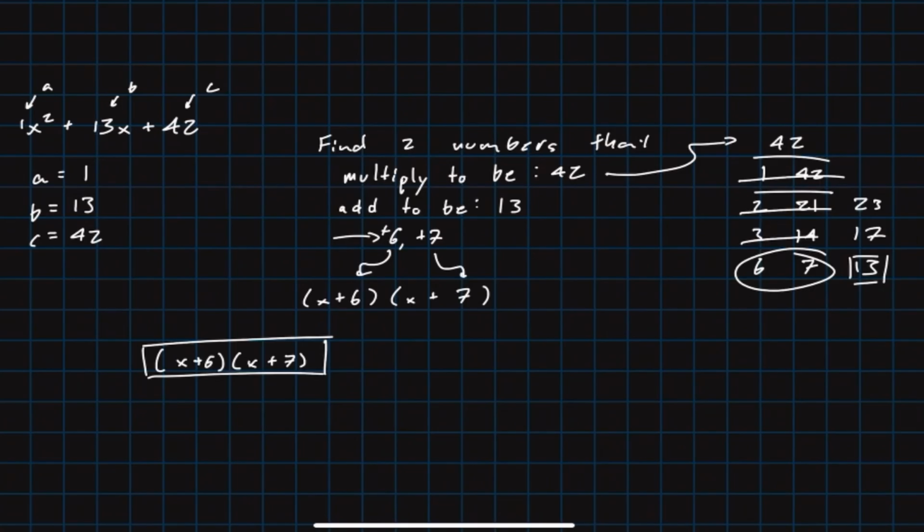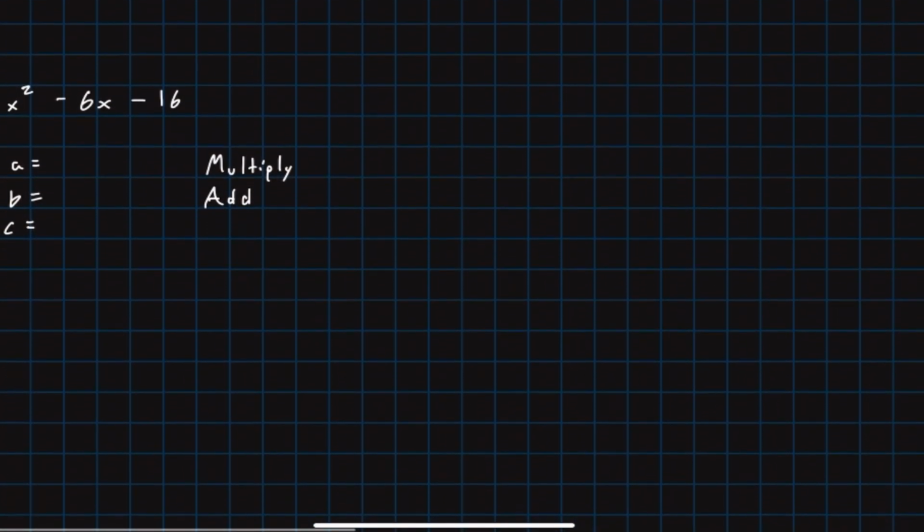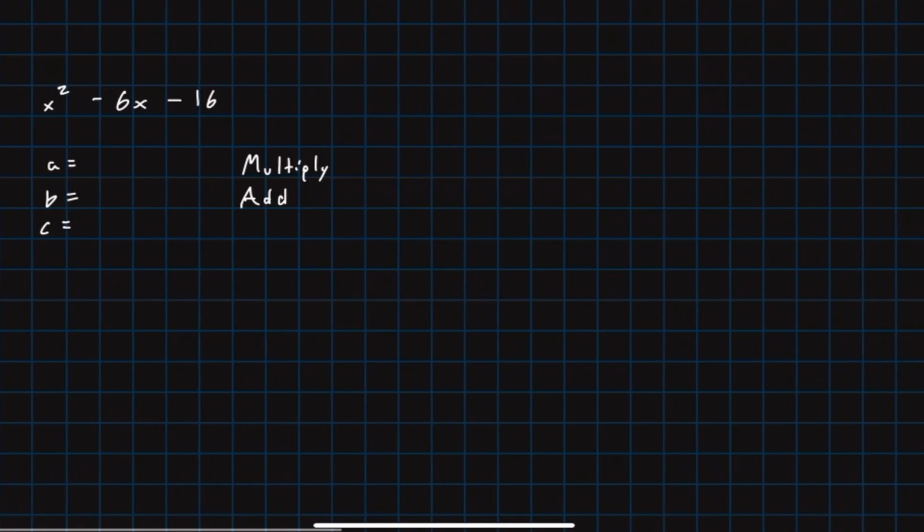Now, we're going to move on to our final example, which is x squared minus 6x minus 16. So now that we've done this 2 times, I'm going to breeze through it a little bit quicker. If you have a little trouble with this, you can go back through the video and try to figure out how to do it from the first 2 examples. So our a is 1, our b is negative 6, and our c is negative 16.